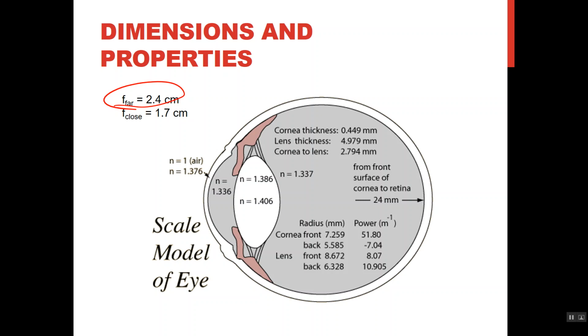What happens is that you lose the ability to contract your lens, so you can't see things that are close. And if you can't see things that are close, you're going to want to make them further because you're comfortable with farther objects.